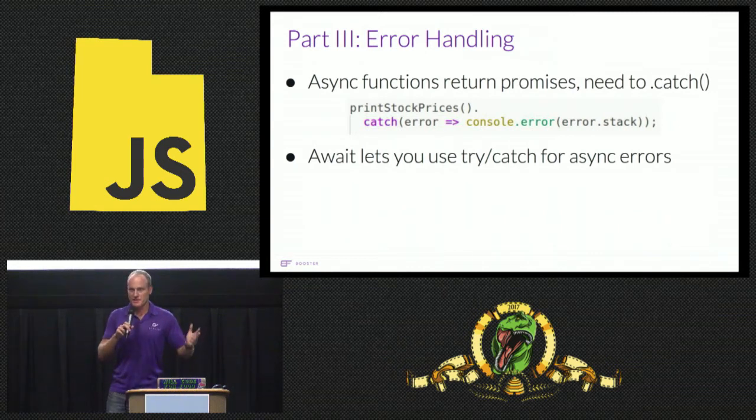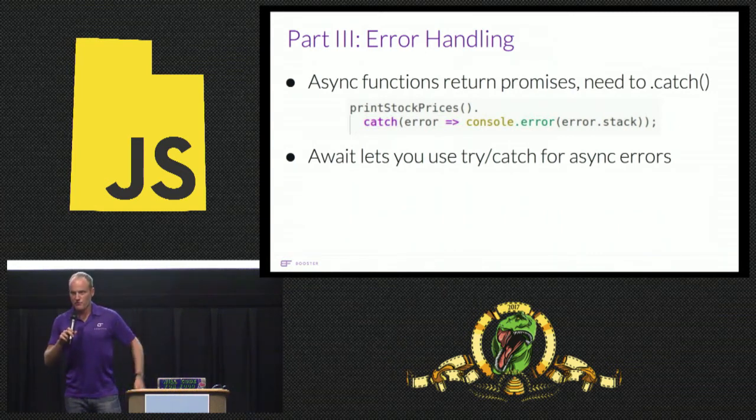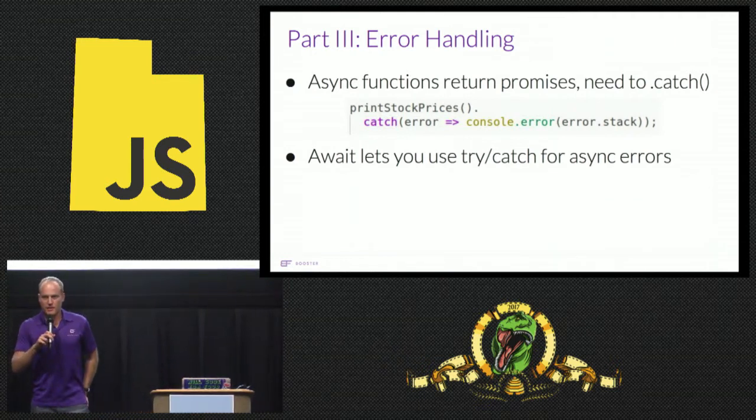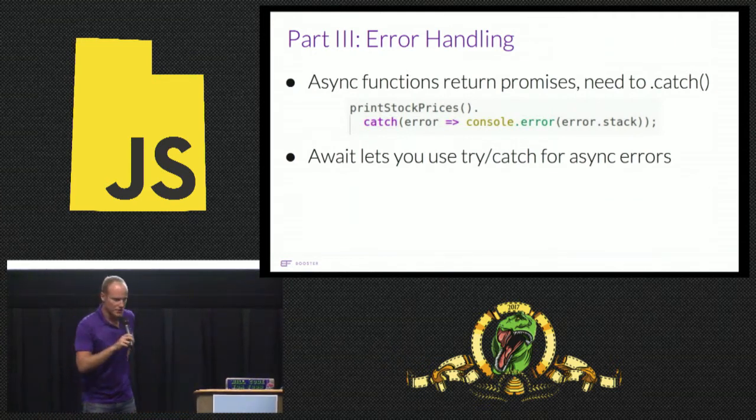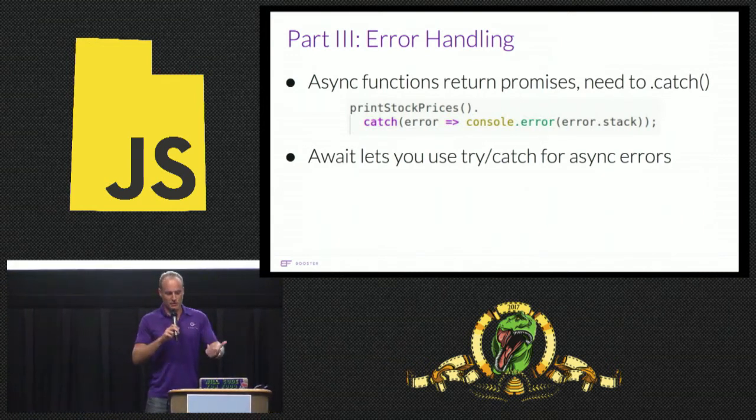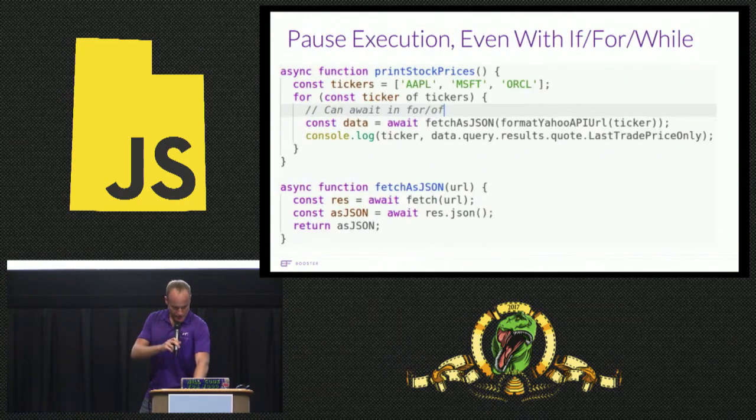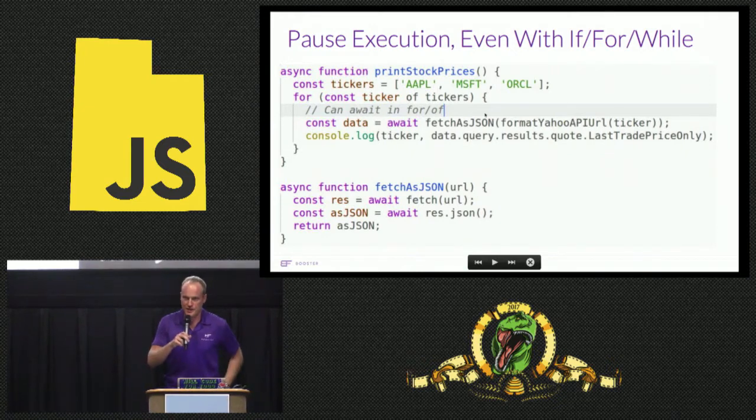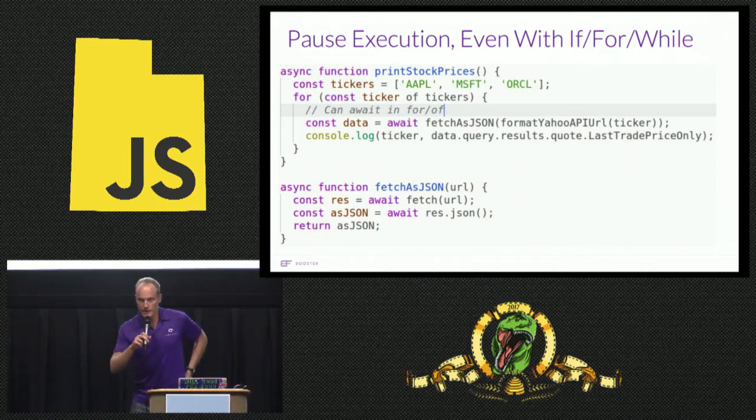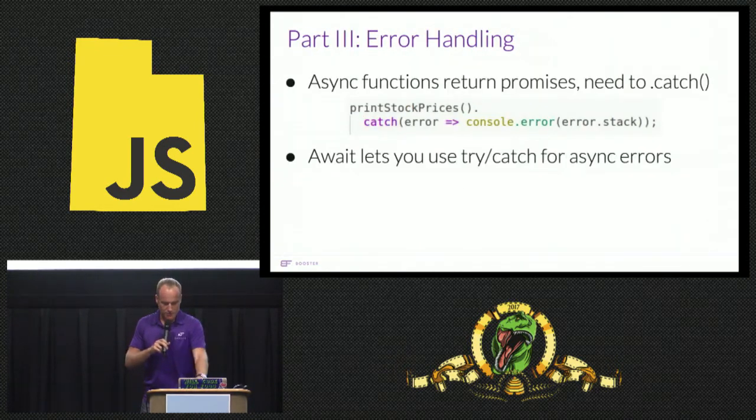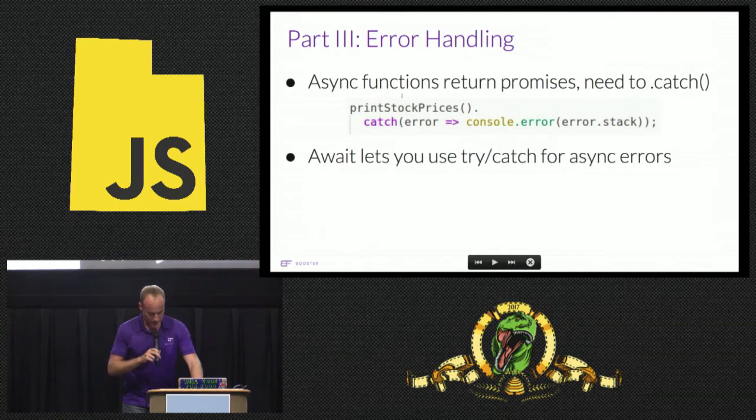So whether there was some synchronous error, like cannot read property foo of undefined, or whether there was some asynchronous error, like a 404 on an HTTP request, that will get bubbled up to the printStockPrices promise. So let's go back to this logic. Whether there's a 404 in this fetchJSON function, or whether we get some malformed response where, for some reason, results is undefined under data.query, that will all end up getting caught by this .catch.